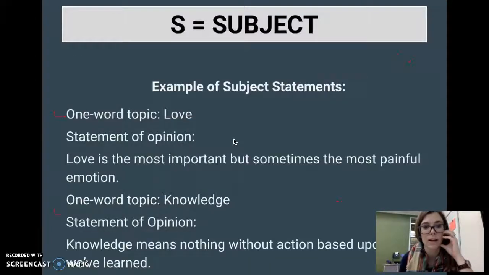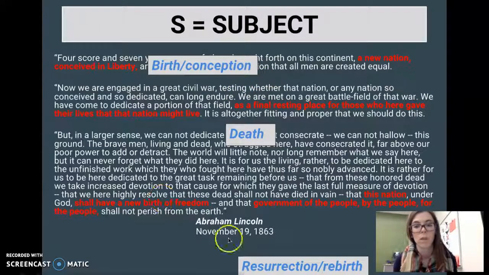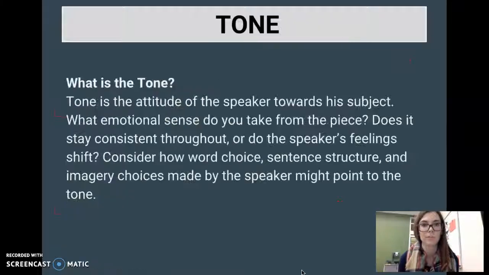Here are some example subject statements. If we have the idea of love: love is the most important, but sometimes the most painful emotion. Same thing for knowledge: knowledge means nothing without action based upon what we've learned. So those are ways to take a subject idea and turn it into a statement. Going back to our example, I might say that while Abraham Lincoln believes death has been finalized, death is always for a purpose, or our country is being reborn, or our country is being resurrected. So those would be the subjects for this particular speech.